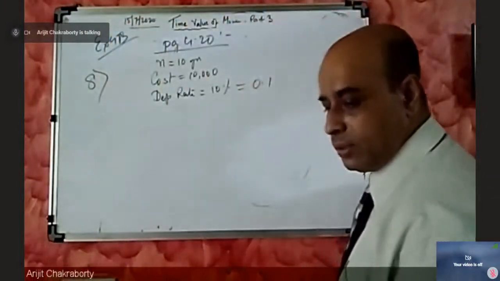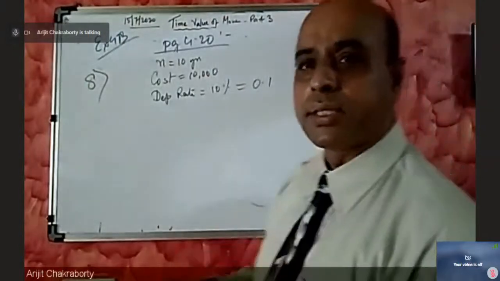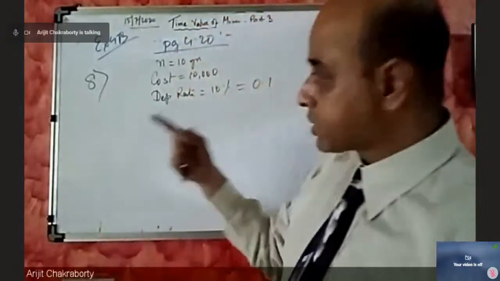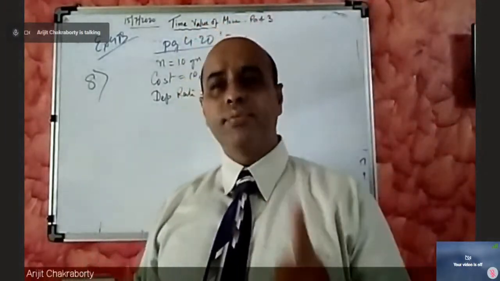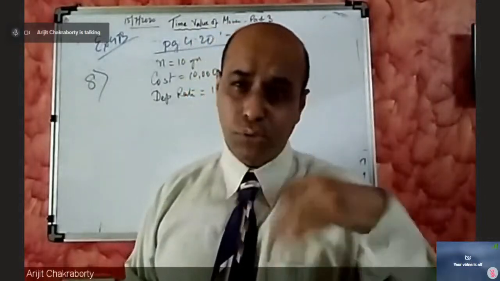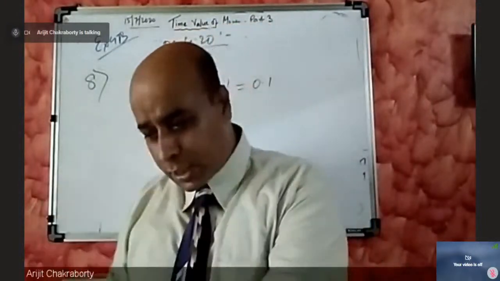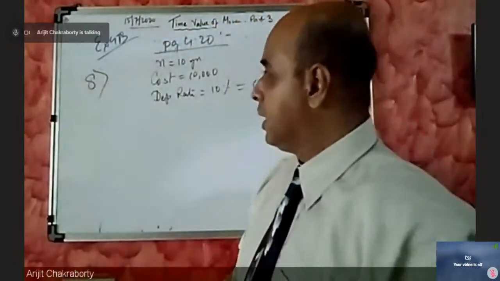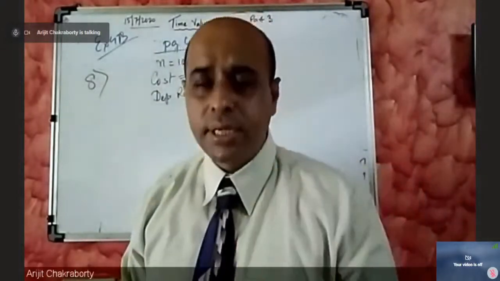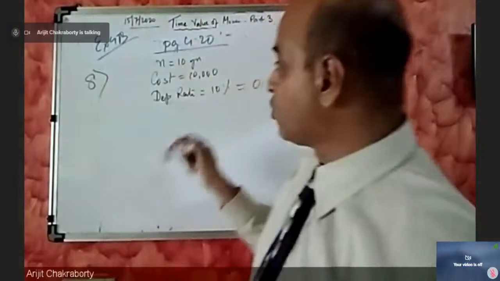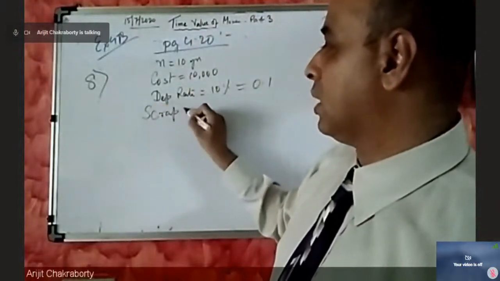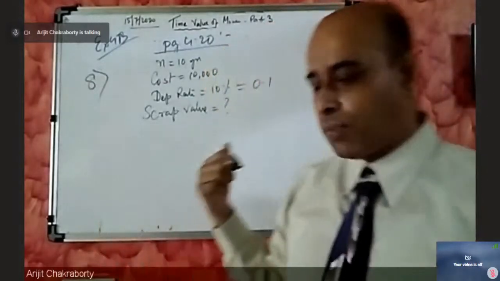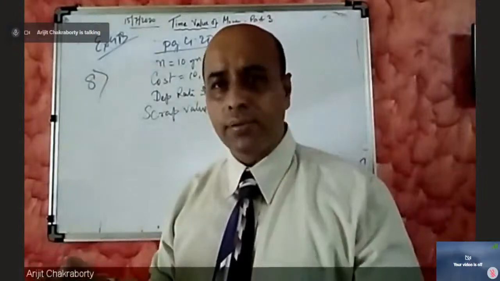If you work on it, you will see that the formula is very simple. We know the cost. We don't know the scrap value. In the last example, the scrap value was given and we had to find out the number of years. In problem number 8, the cost is given, the useful life is given, scrap value is not given. So we have to find out the scrap value. The formula is simple. You can apply the formula now.